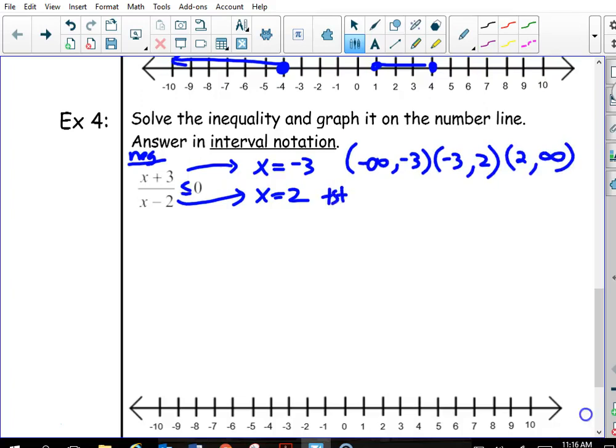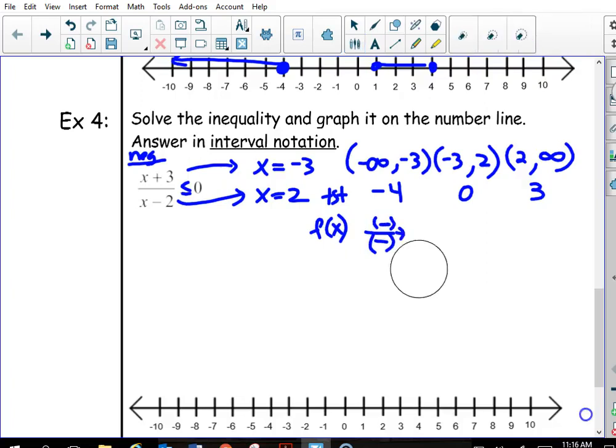Let's get my test points and then see what the sign of my function is. -4, 0, 3. Okay, so if I plug in a -4 to the numerator, I get a negative. And the denominator in -4 will also give me a negative. That gives me an overall positive. Let me write it below. Got room. Plug in a 0, numerator is positive, denominator is negative, overall negative. Plug in a 3, I get positive, positive.